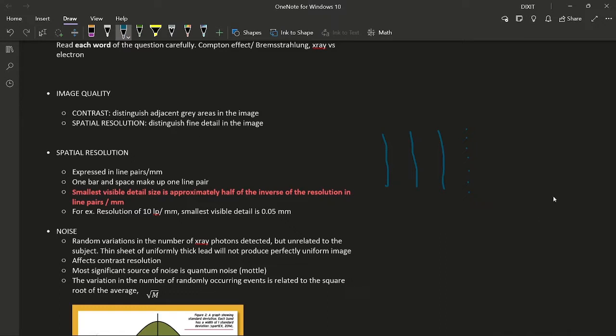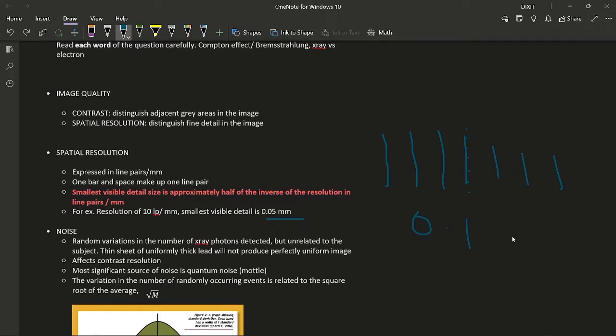So for instance, if you have 10 line pairs per millimeter, then the smallest visible detail is 0.05 millimeters. What you have to do is take the inverse of 10, which is 0.1, and then halve it, and you get this value.